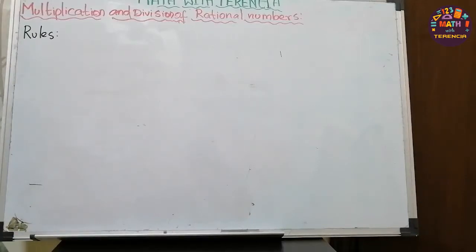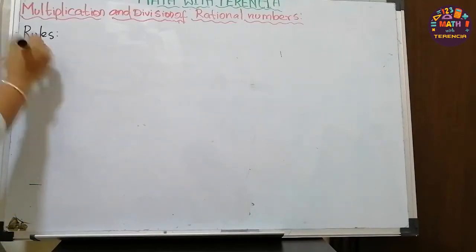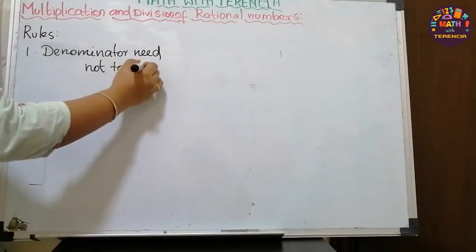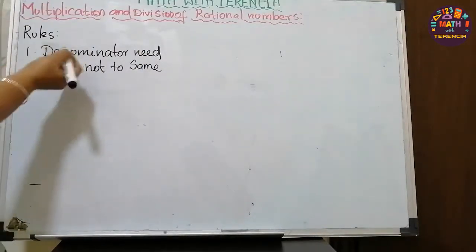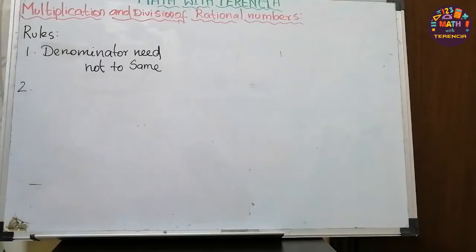Now we are going to learn multiplication and division of rational numbers. So we'll start with our rules. I want to recap the rules of addition and subtraction so that it will be easy for us to compare. First, the denominator need not be the same. It may be the same, but it is not necessary.